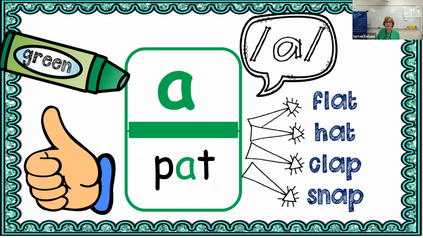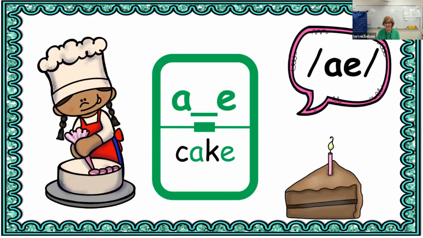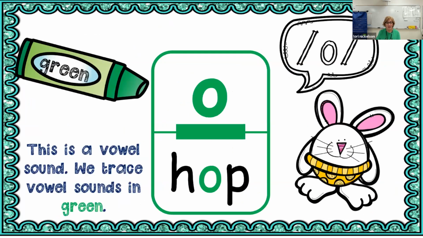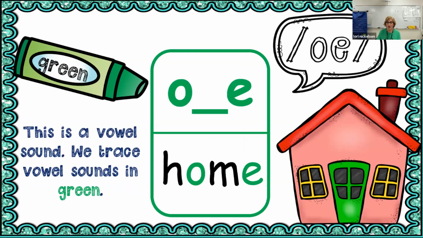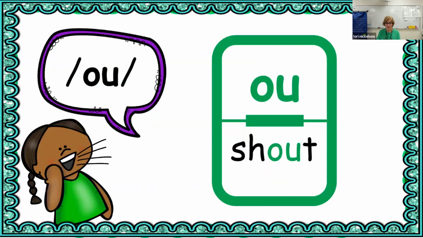So we've got the short A, as in pat, a sound, flat, hat, clap, and snap. We've got the long A, as in cake. We have the short O, as in hop, makes the ah sound. We have the long O, as in home. We have the ow sound, as in shout. It is a vowel sound.